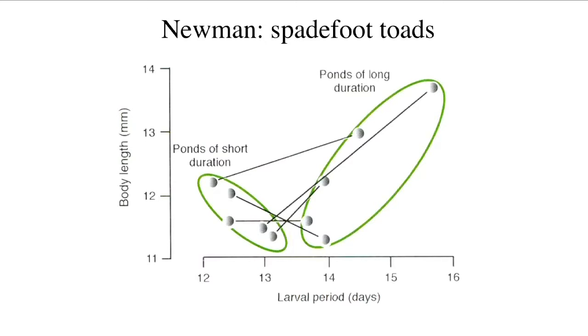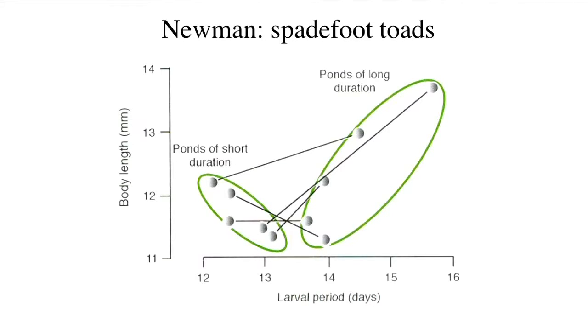Here's an example. This is the larval period, how long it takes tadpoles to develop for spadefoot toads. And this is their body length when they come out of the pond. And if they're living in short-lived ponds, the relationship is negative. And if they're living in long-lived ponds, the relationship is positive.